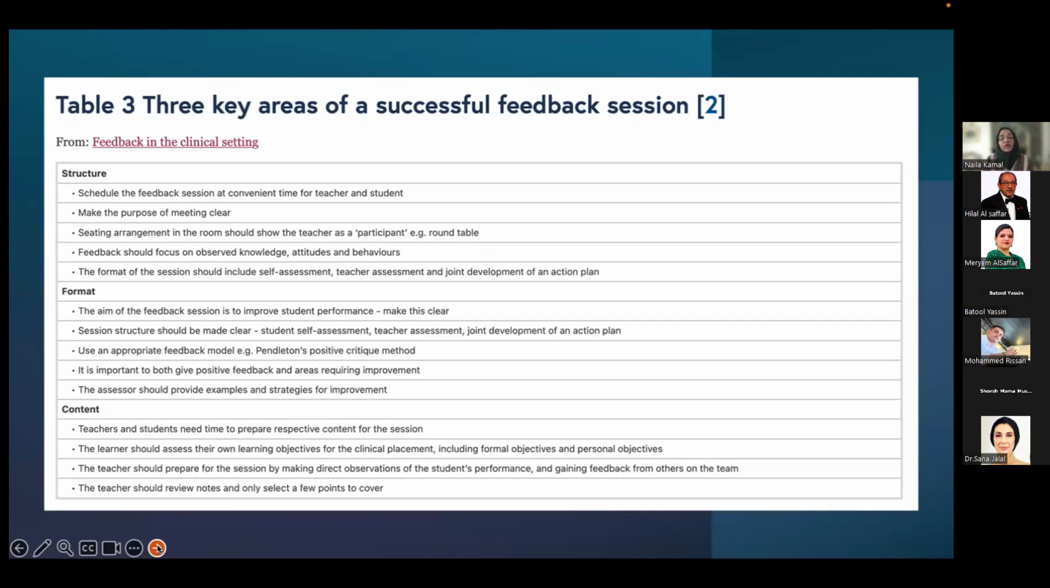And you have to have a purpose for that meeting, and you need to make that purpose clear to the learner: I need to give you certain feedback, and let's do it at a certain time. The seating arrangement matters too. A good method of communication is that you don't sit face to face across a table. It is either a round table or on the side, because sitting across means a hierarchy.